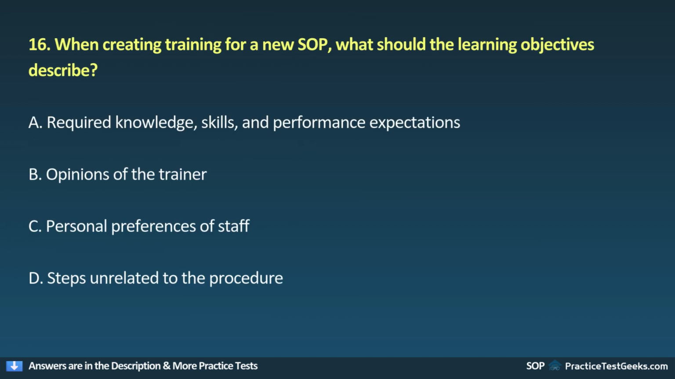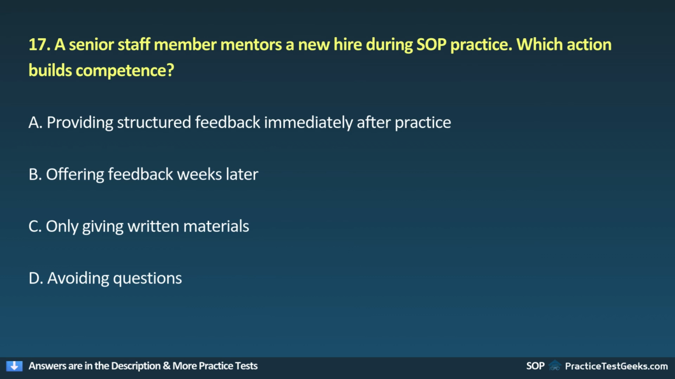16. When creating training for a new SOP, what should the learning objectives describe? A. Required knowledge, skills, and performance expectations. B. Opinions of the trainer. C. Personal preferences of staff. D. Steps unrelated to the procedure.